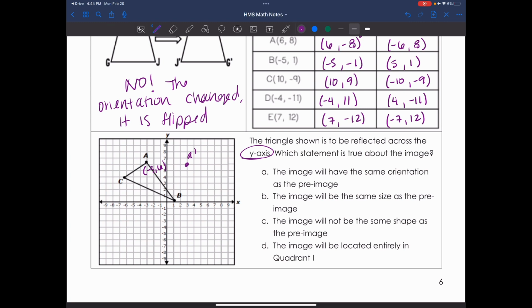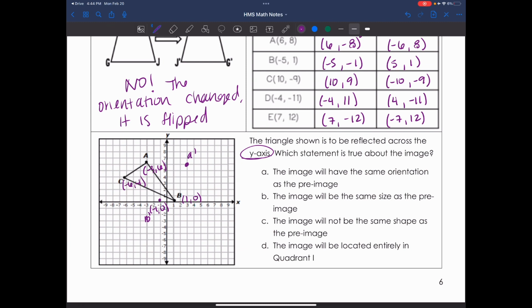A prime. B is at what? We're going to say basically 1, 0, kind of. So we're going to go negative 1, 0 and call that B prime. Lastly, C is at negative 6-ish, we're going to say, negative 6, 4.